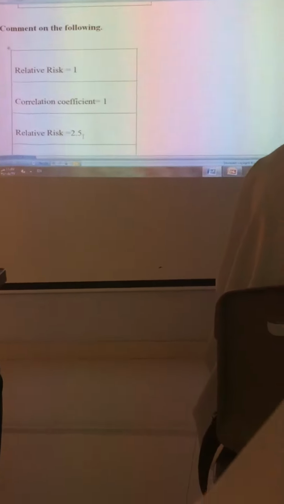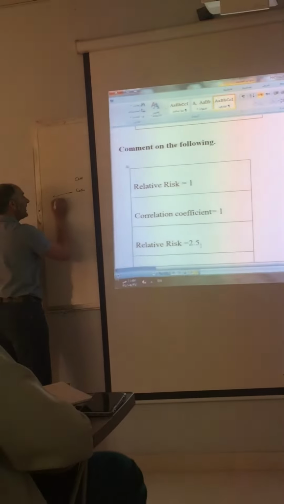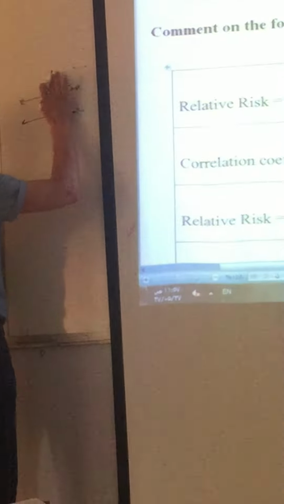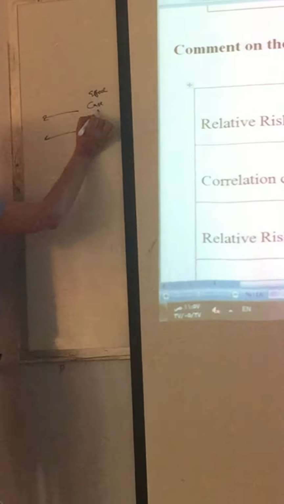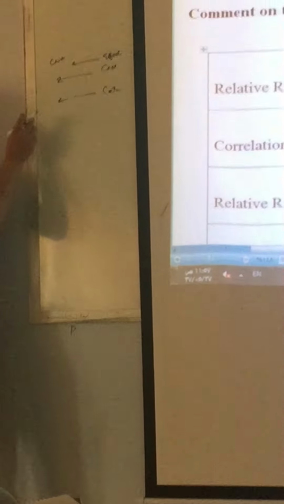Because case control goes from cases to controls. It starts from cases, controls, and goes backward. This is called effect to cause. Effect is the case, the development of disease. It goes back to find out the cause. This is how you do a case control study.